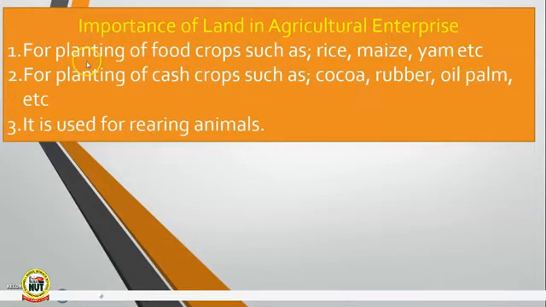Number 2. Good for planting of cash crops such as, can you mention them? Cocoa, rubber, oil palm, and so on and so forth. Number 3. It is used for rearing animals. Good. All these are the ways in which land is used in agricultural enterprise.